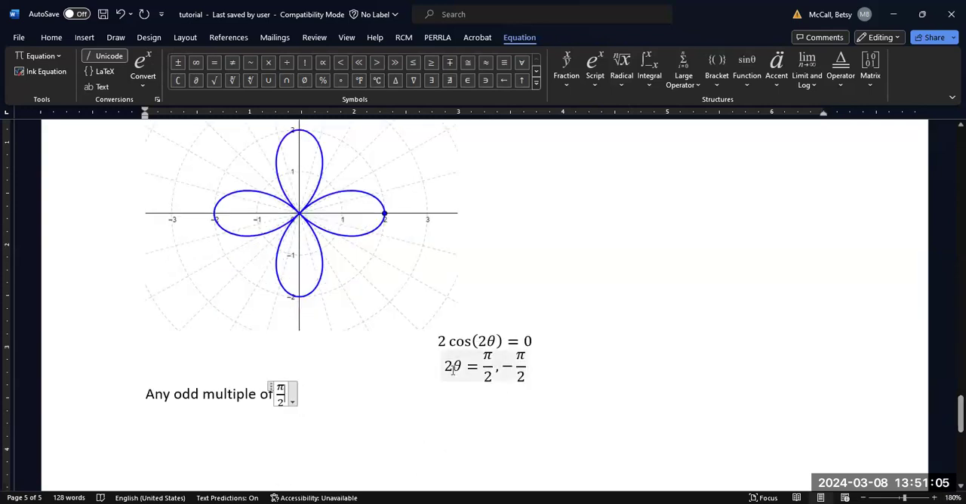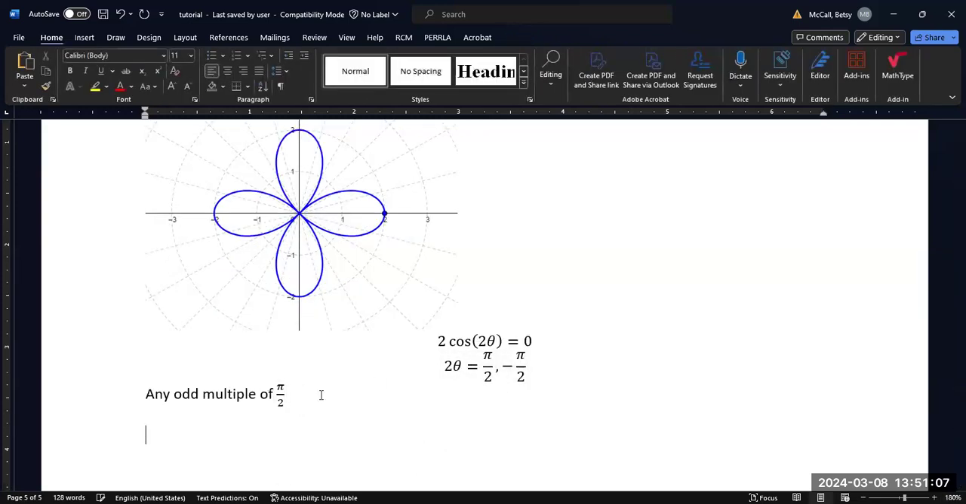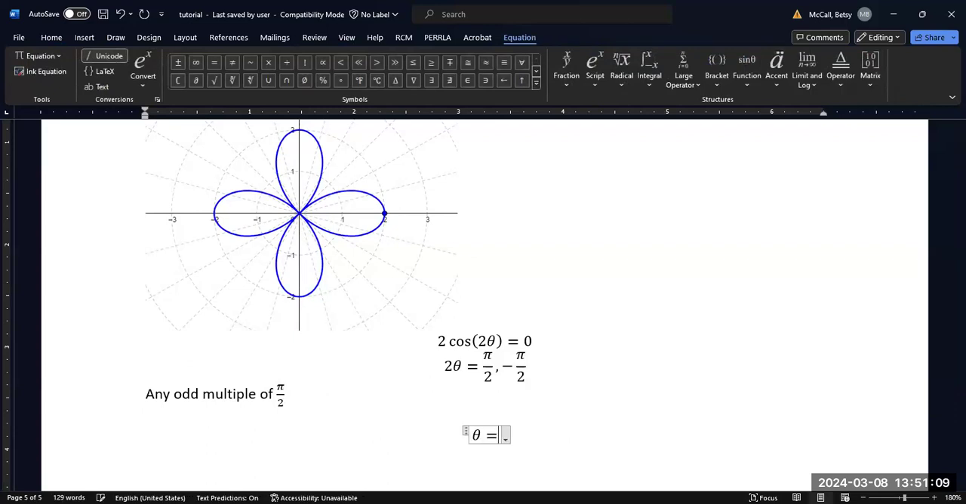But this is 2 theta, and so we actually want theta then will be negative pi over 4 and positive pi over 4. Again, that is consistent with our graph. We're going to get pi over 4 here, and negative pi over 4 here. So this makes sense. And these two values will bound this particular petal.